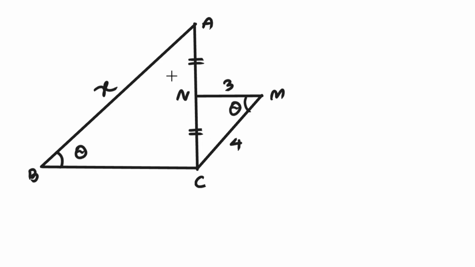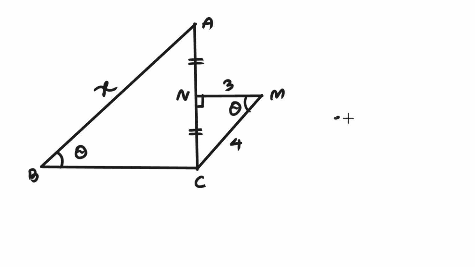In the given figure, we have to find the value of x. So let's begin by looking at the right triangle CMN. Since this is a right triangle, we can apply the Pythagorean theorem, which tells us that the square of the hypotenuse equals the sum of the squares of the other two sides. Here, the hypotenuse CM is 4, side MN is 3, and side CN is unknown.